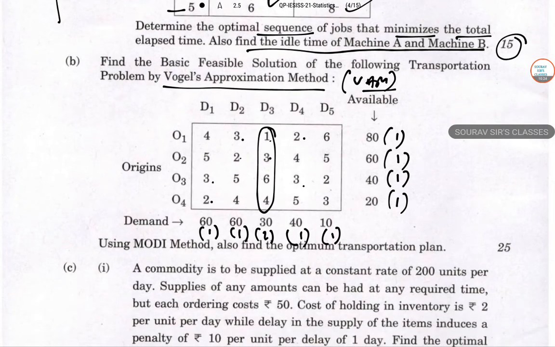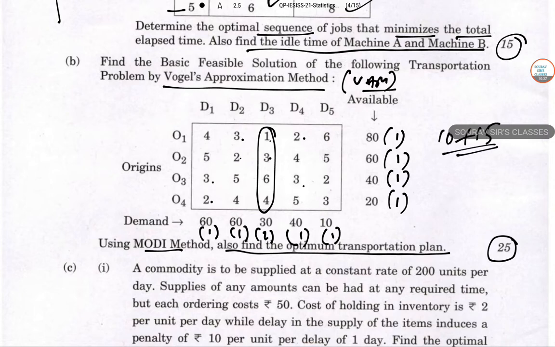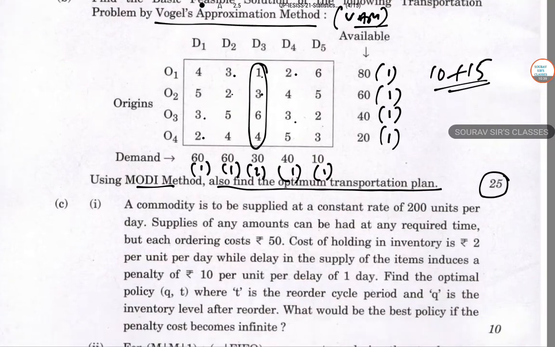So this is pretty much a standard VAM based problem, and using the MODI method also find the optimization of the problem. So that's why 25 marks have been given. So the approximation is 10 plus 15 is the thing we can take. So obviously this one is a pretty direct one.